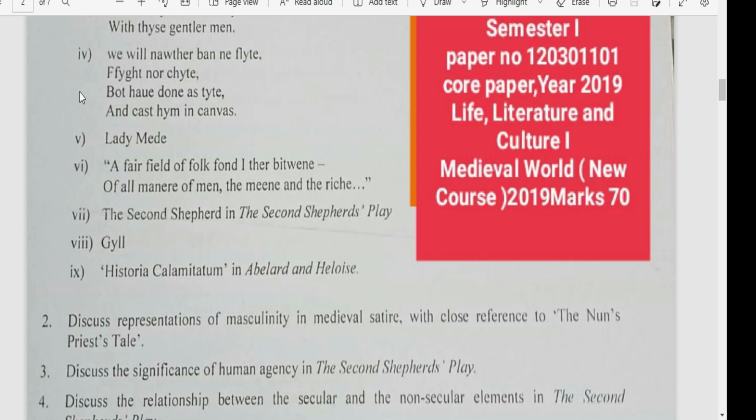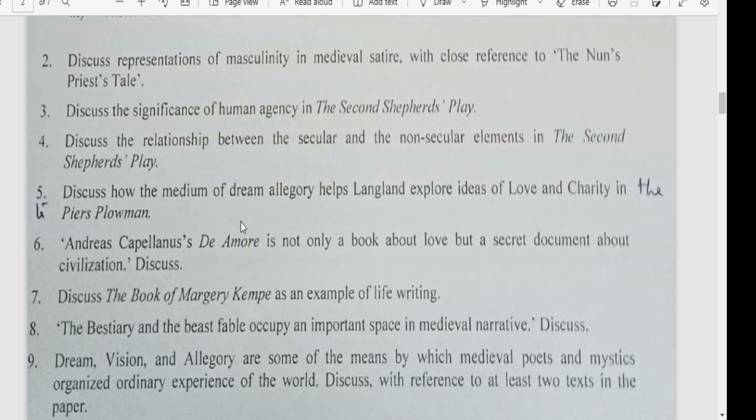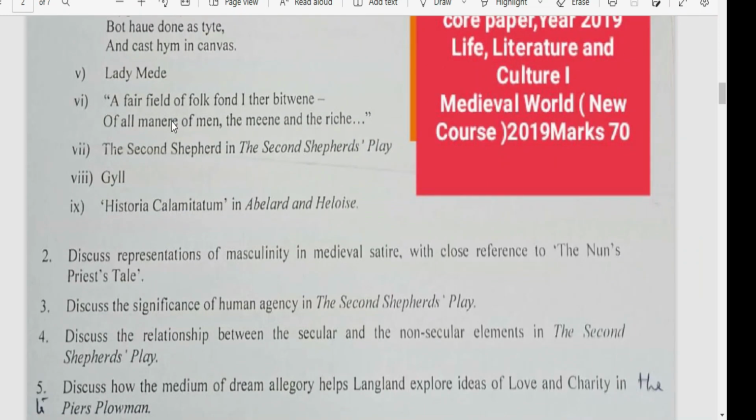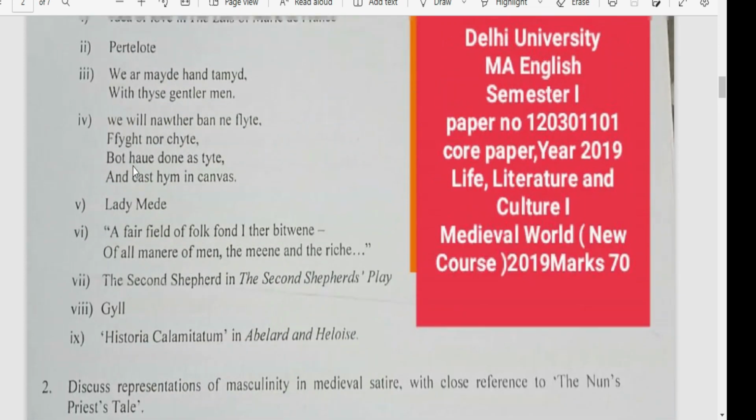But if you see smartly, the same text is also having a minor question. So when you are preparing one major text, you can actually attempt one major and one minor question. So if you are preparing one text properly, you are entitled to attempt 2 questions. Okay, so if I say, see, in the Second Shepherds' Play, discuss the significance of human agency, and then discuss the relationship between secular and non-secular element in the Second Shepherds' Play. So in a way, question number 3 and 4 are from the same text, and you will find at least 2 questions are there from this Second Shepherds' Play also.